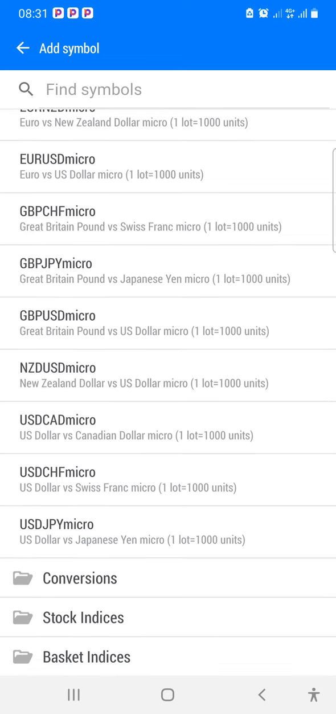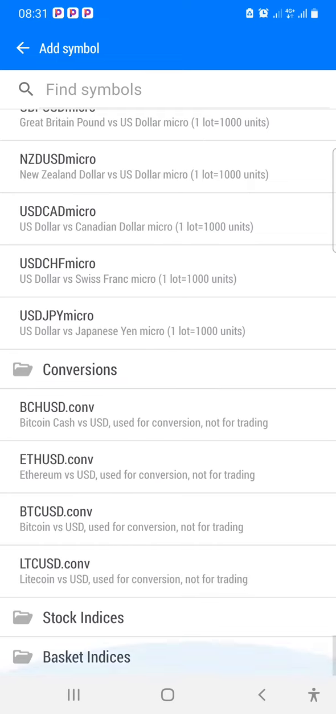One lot is equal to 1,000 units. While normally trading the normal pair, one lot is 100,000 units. But in this place, it is represented as one lot is 1,000 units. So for conversion, nothing to say on this one.